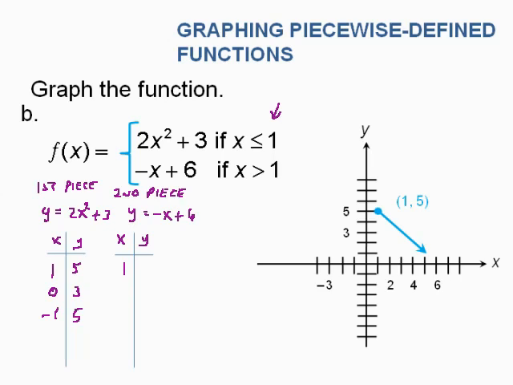So let's plot those points here, the first piece. And I kind of left part of this one out. So I'm going to go 1, 5 would be a closed circle there. 0, 3 would go this direction. So I'm taking values less than that. Negative 1, 5 would be here.